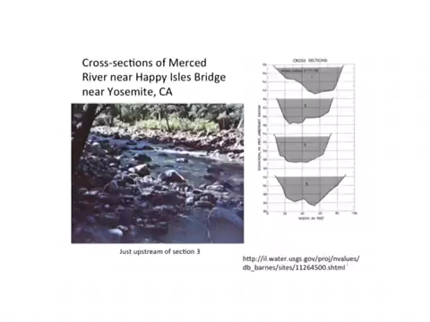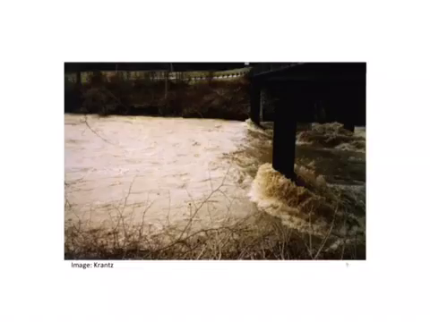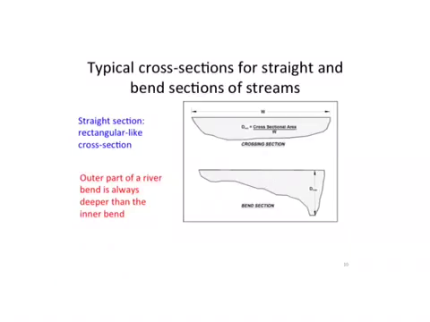So if you walk downstream in the Merced River at this location near Yosemite, what you'll see is that you have these skewed cross-sectional profiles, and then it gets skewed in the other direction. This one is fairly rectangular in shape, and then this one's a little bit different still. So what's going on here? Let me go ahead and come back to that.